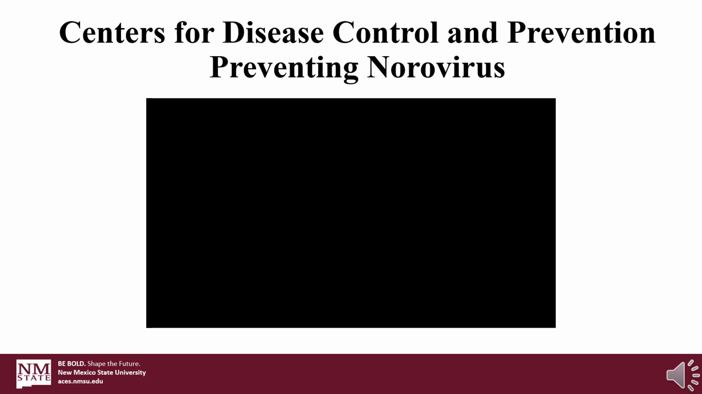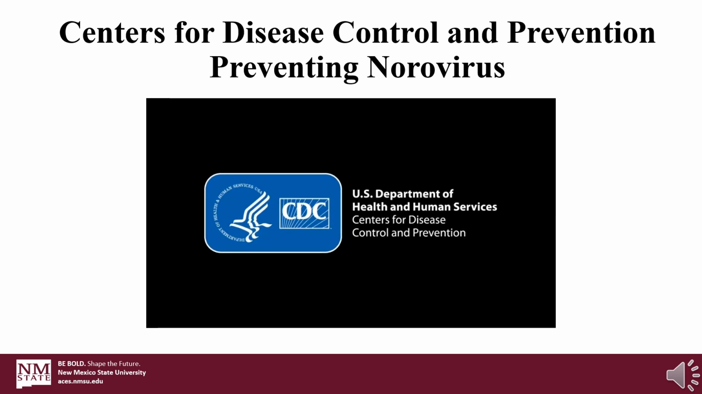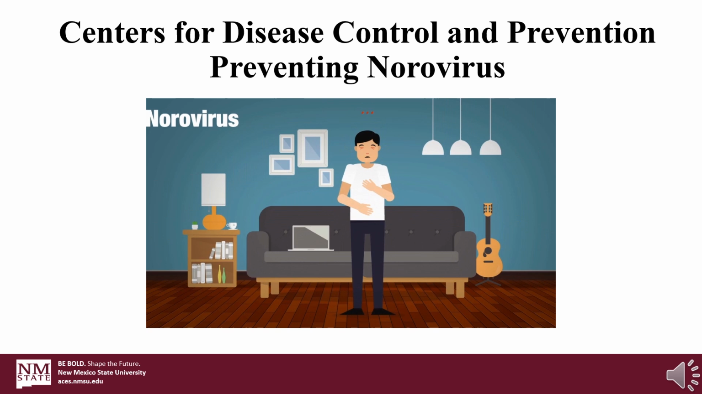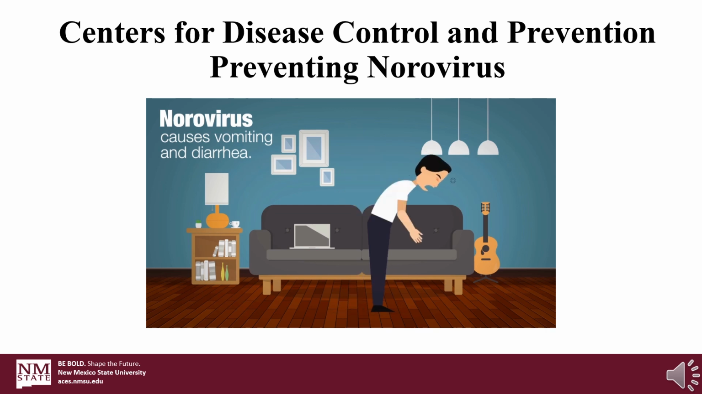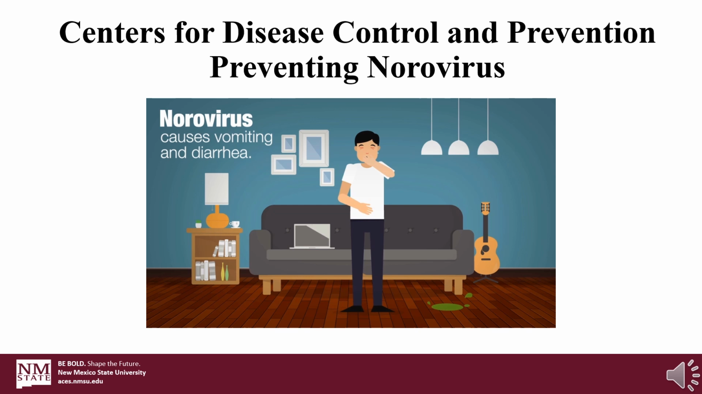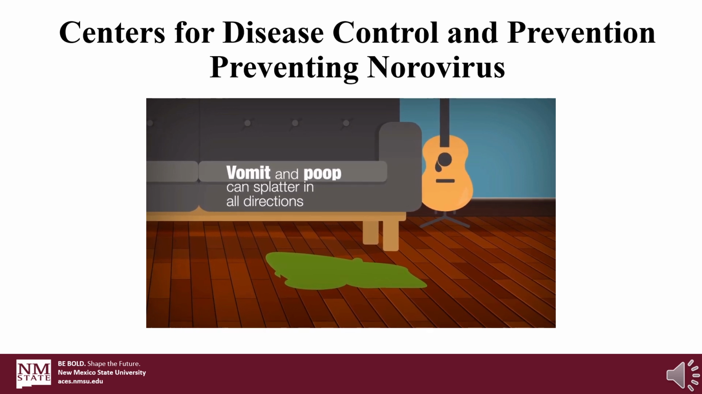Let's watch this video that describes the situation of a person sick with norovirus at home. Norovirus is a germ that spreads quickly and easily from a sick person to others. It causes vomiting and diarrhea that come on suddenly, often before you can get to a bathroom. If you get sick from norovirus, you might splatter drops of vomit or poop from many feet in all directions.